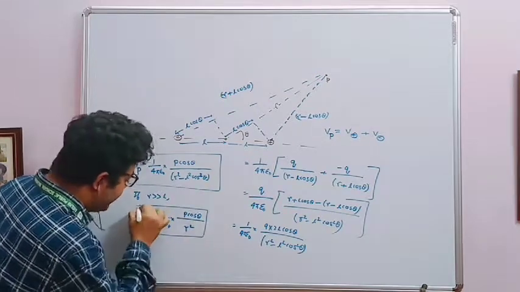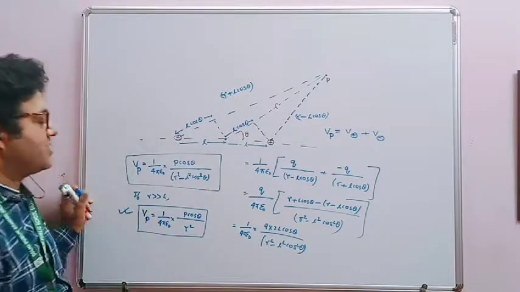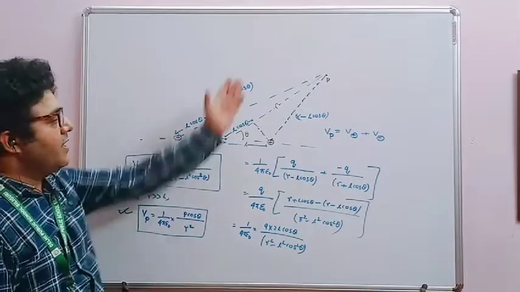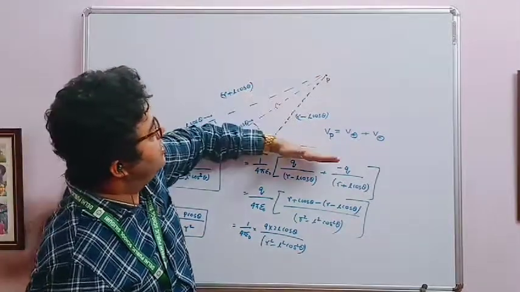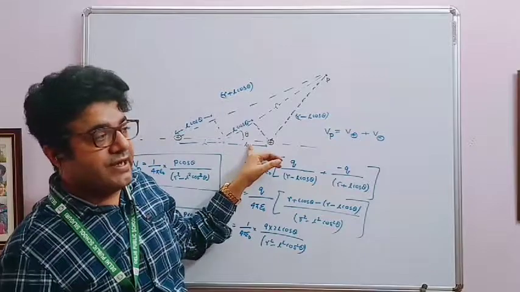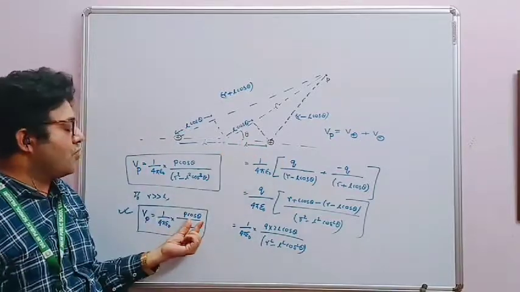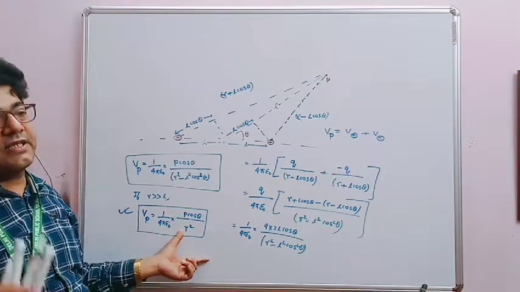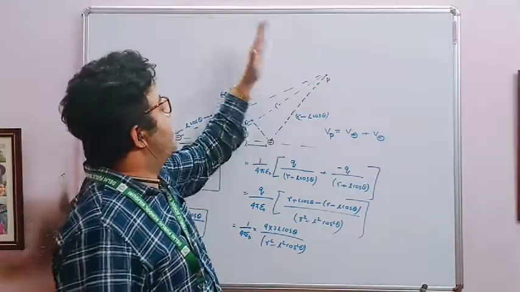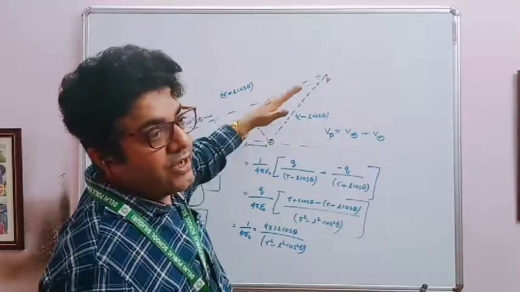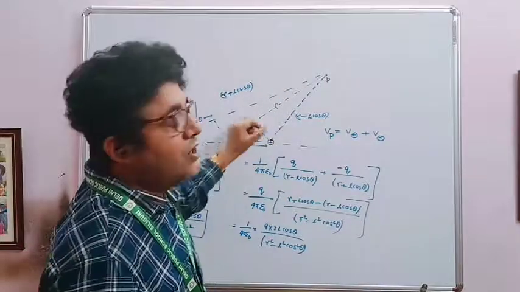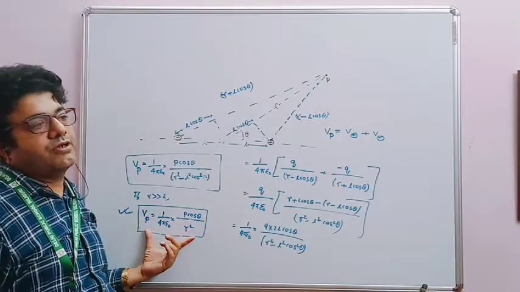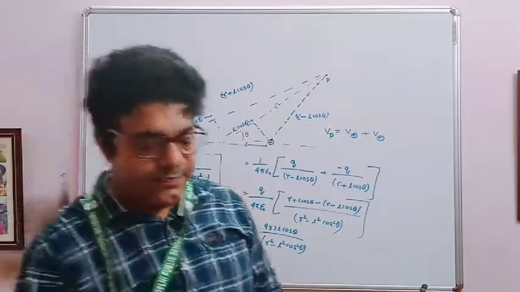You can say this is the general formula, and that's why it is more important. Why? See, if it is in the axial position, then theta is 0 degree, and cos 0 is 1. So you have 1 by 4 pi epsilon naught, P by R square, which is the axial position. If it is the equatorial line, then theta is 90 degree, and cos 90 is 0. At the equatorial position, your electric potential is 0. Hope you understand this.